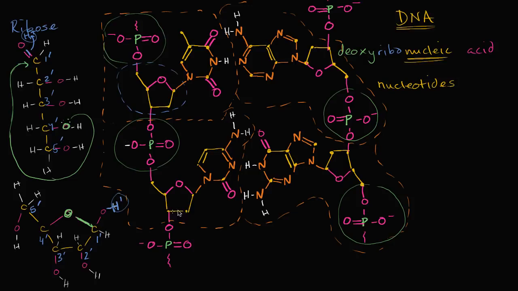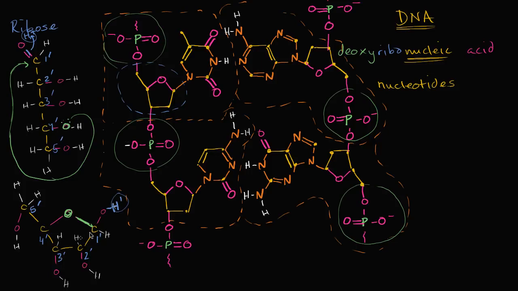The hydrogens are implicit in the carbons. We've seen this multiple times. The carbons are where these lines intersect, or at the edges, and also where these lines end right over there. But you see, this does not have an OH.